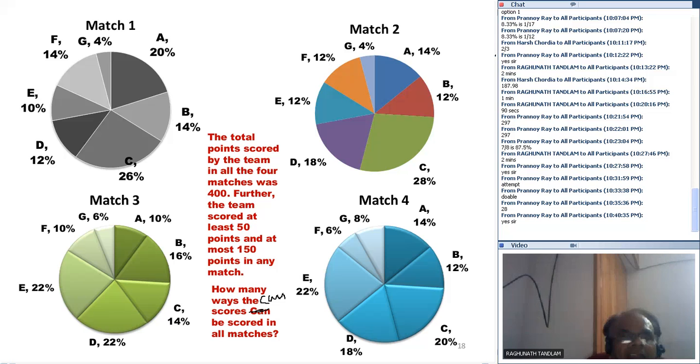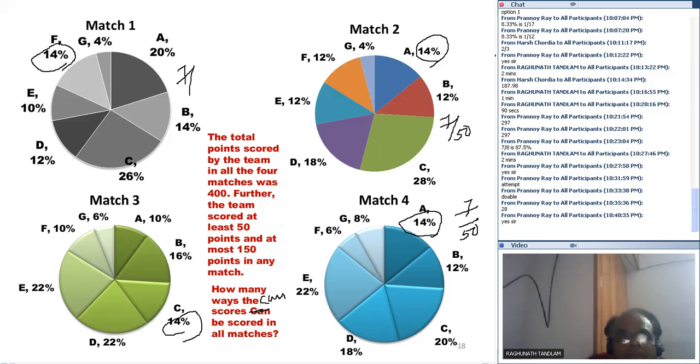I have 14% in every choice. What is 14% as a fraction? 7 by 50. So scores in any match cannot be other than 50 or 100 or 150. The combination is possible as 50, 100, 150.